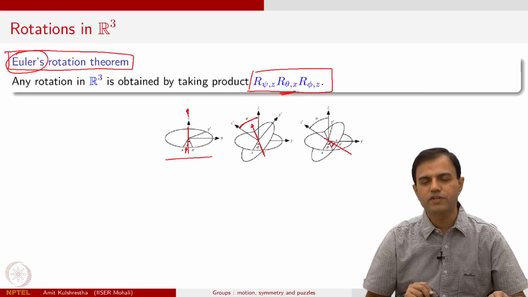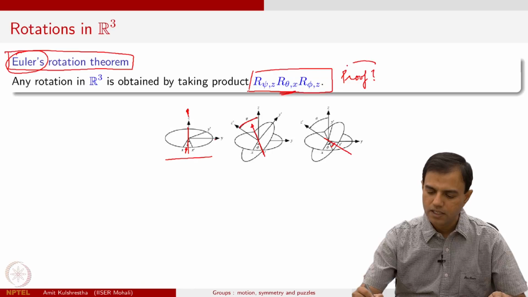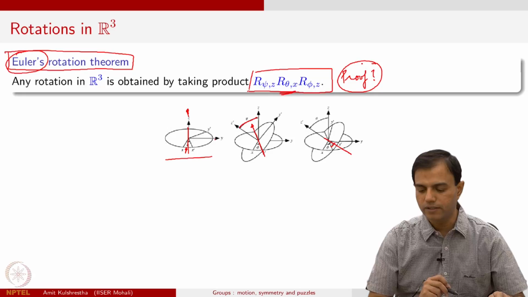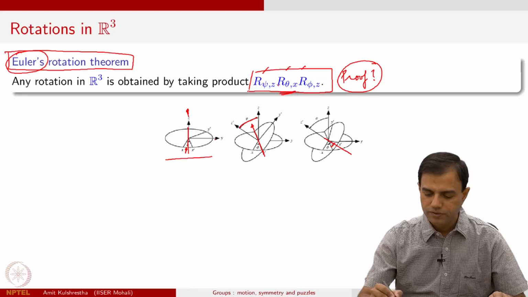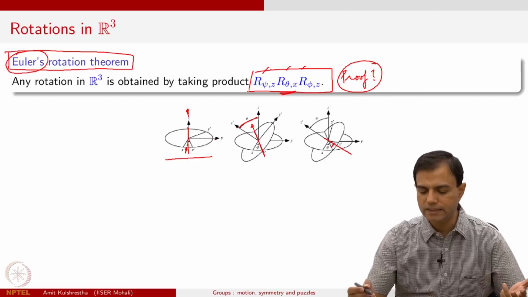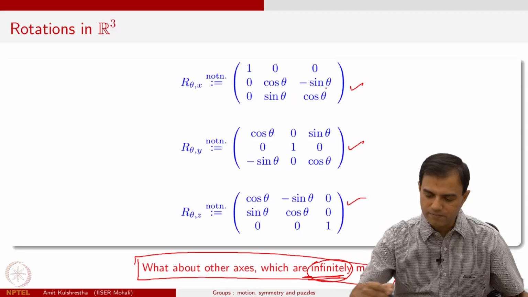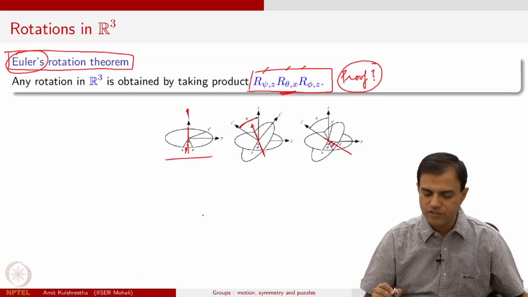It's not very straightforward to prove this. But it would be a good idea if you could work out a proof of it or look for a proof somewhere. It's not an easy theorem as such, but it's an interesting fact to know that every rotation is a product of these three basic ones. You notice y is not appearing anywhere. So I can pick two axes, two types of matrices, and I can combine these types of matrices to get all possible rotations in R3.